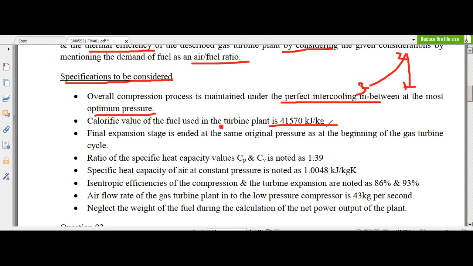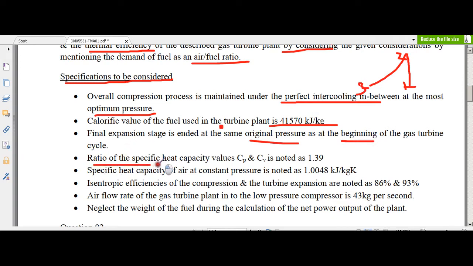Then the final expansion stage is ended at the same original pressure. That means I told you there are two turbines. So if you consider the final turbine process, it ends at the same initial pressure where the air is sent to this process, right? The final expansion stage is ended at the same original pressure as the beginning.